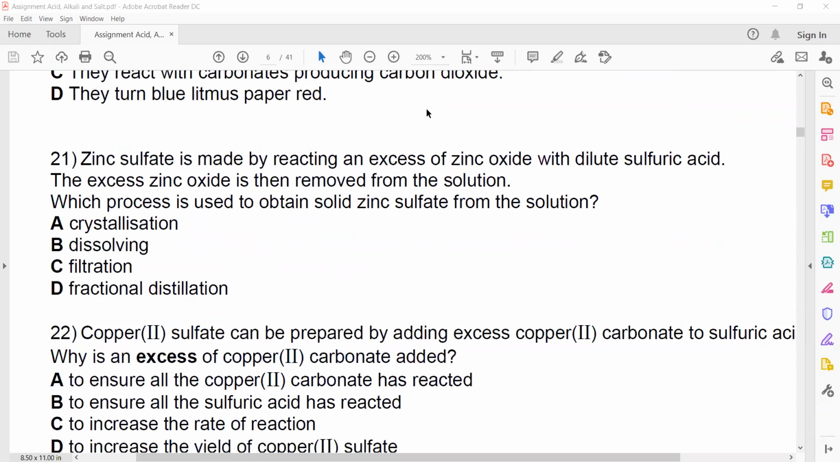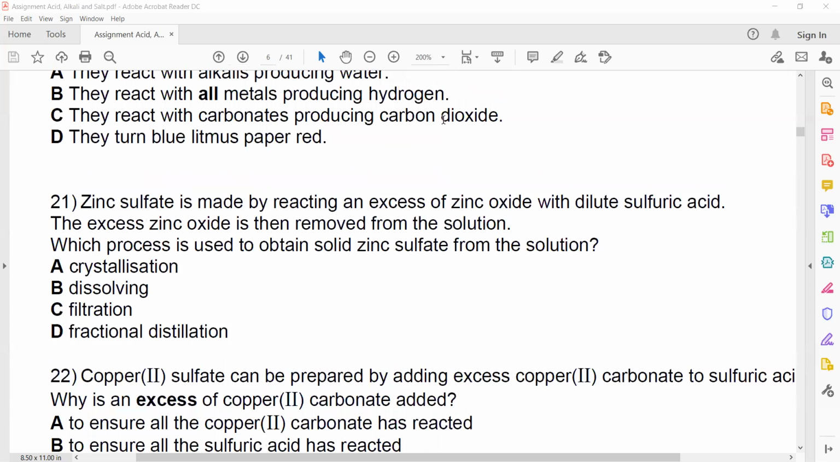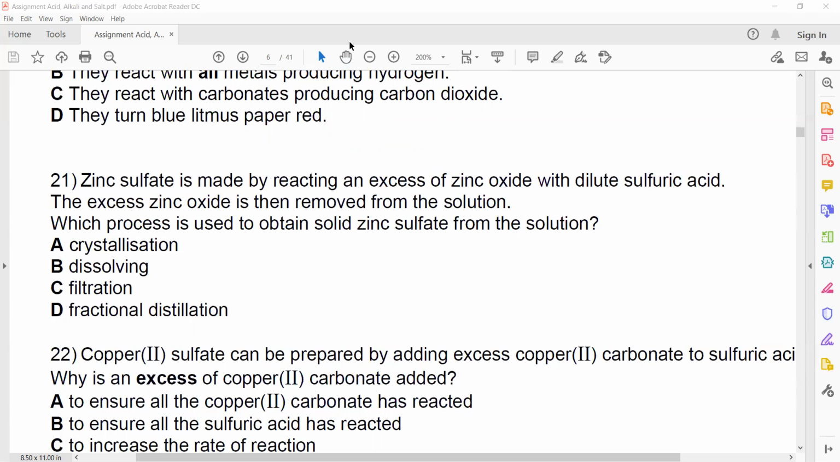In question 21, zinc sulfate is made by reacting excess zinc oxide with sulfuric acid. So zinc oxide plus sulfuric acid will give zinc sulfate. It's a metal oxide plus acid, so it will give a metal salt and water, so it will give zinc sulfate plus water.